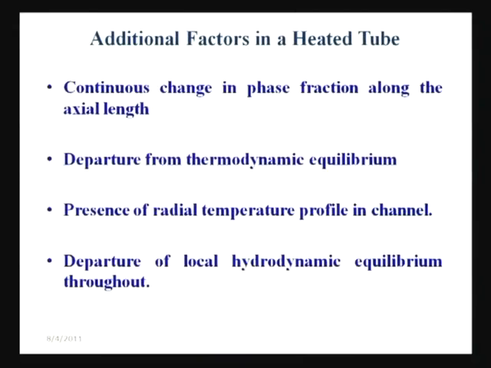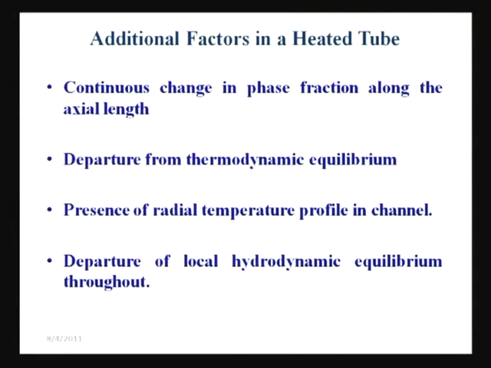Okay. So, what are the additional factors in a heated tube? As we have already discussed, in a nutshell, a continuous change in phase fraction along the axial length. So, there is a continuous change, the vapor phase keeps on increasing, the liquid phase keeps on decreasing, just the reverse situation occurs if there is condensation. Next, there is departure from thermodynamic equilibrium. Next, there is a presence of a radial temperature profile.